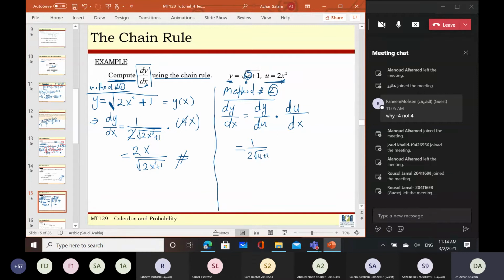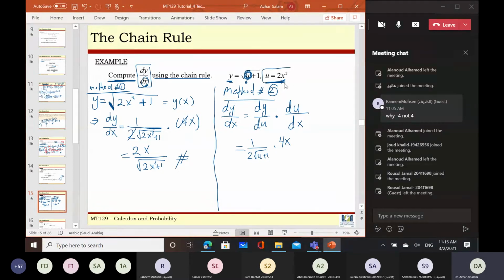But notice here that I have, okay, no change here. Multiplied by the derivative of 2x squared, which is 4x to the power 1. Okay? This is the derivative. I can stop here, but I notice that I have u. I have to find dy by dx, so it has to be in terms of x only.